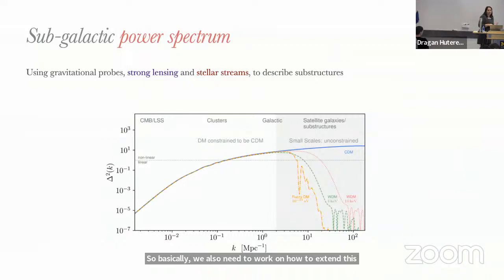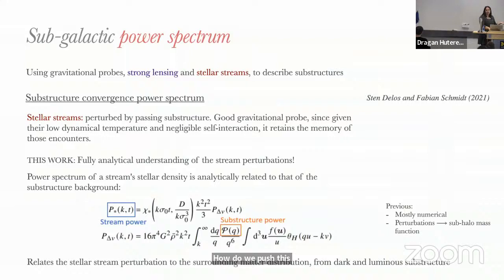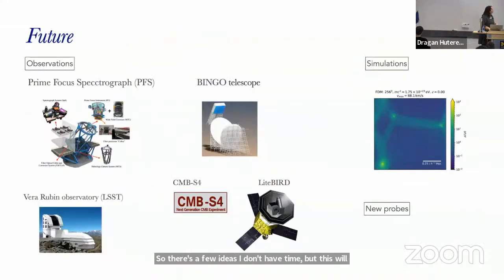So what do we use? How do we probe the small scales? How do we push this power spectrum to small scales? There's a few ideas. I don't have time, but this will be in the presentation.